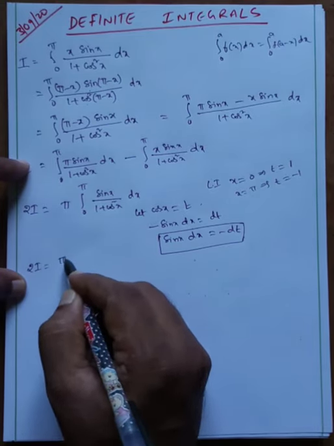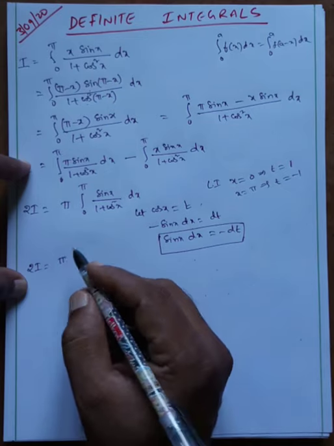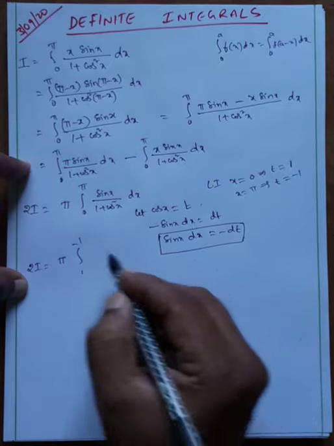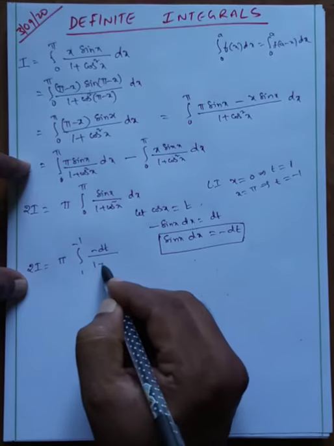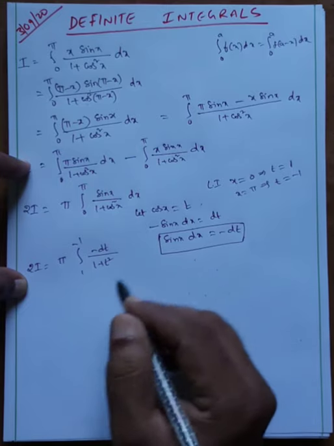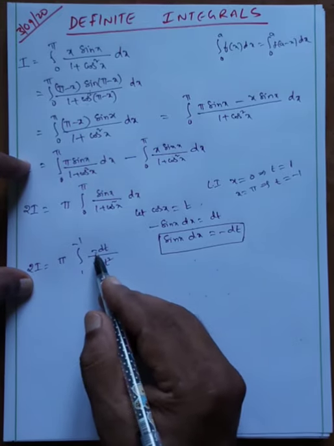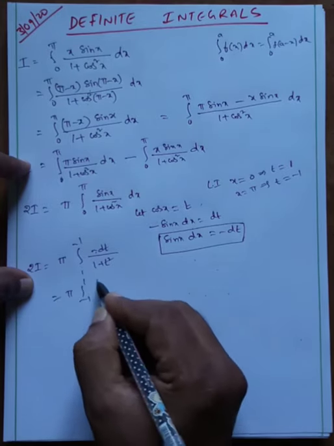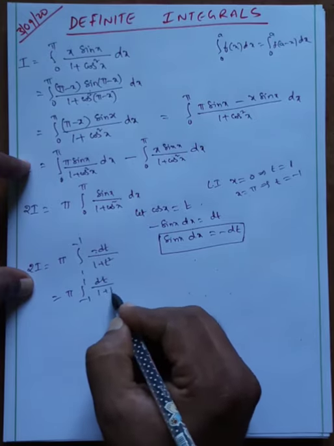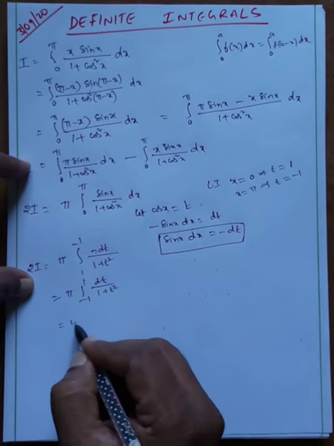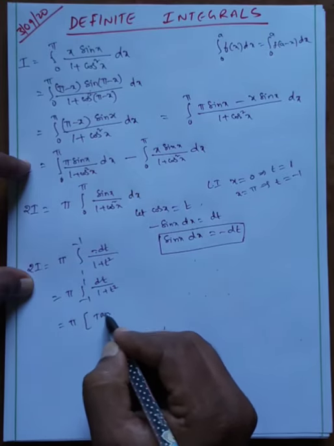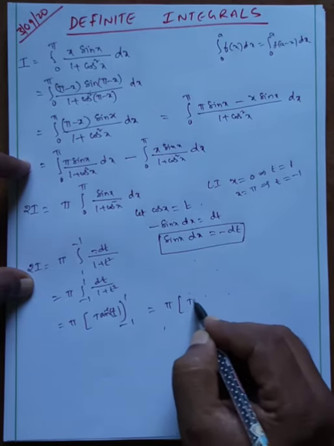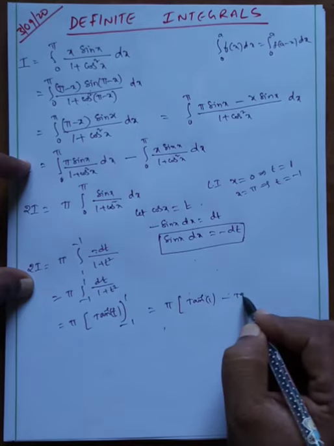So 2I is equal to pi into, integral from 1 to minus 1 of minus dt by 1 plus t square. To remove this minus, interchange the lower and upper limits. That is equal to pi into integral from minus 1 to 1 of dt by 1 plus t square. Now pi into, what is this? Tan inverse of t, limits minus 1 to 1. Pi into upper limit tan inverse of 1 minus lower limit tan inverse of minus 1.